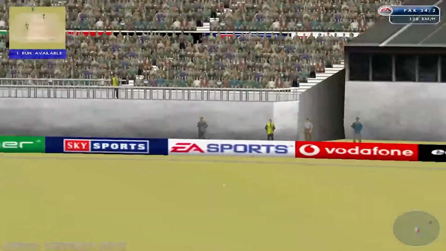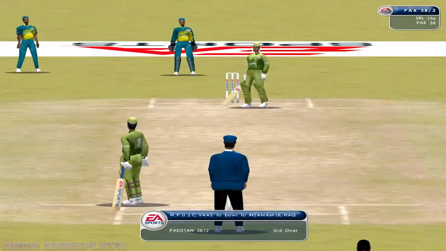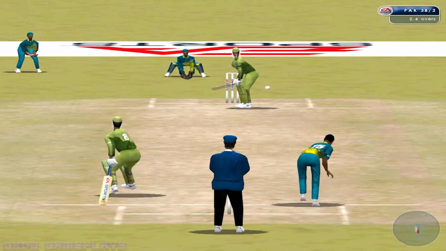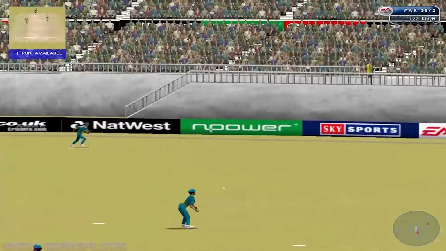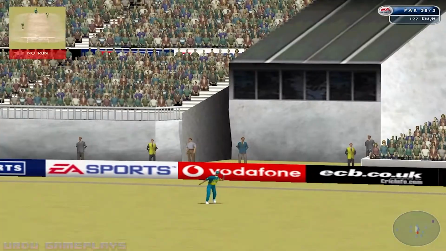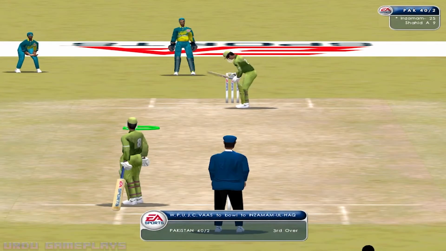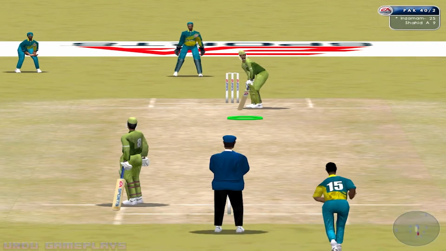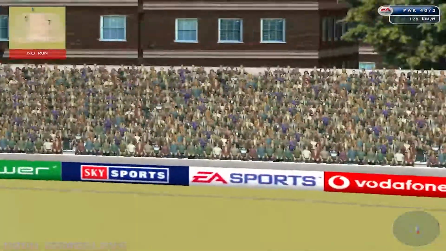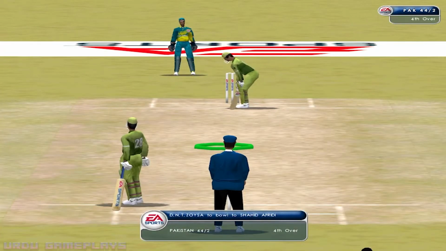That's straight up in the air. Inzamam-ul-Haq has now moved into the 20s. The batsman will have to run these. That's gone high in the air. That was perfectly struck. He picked that ball up beautifully. The bowler will have to be careful not to put the ball in that area again.